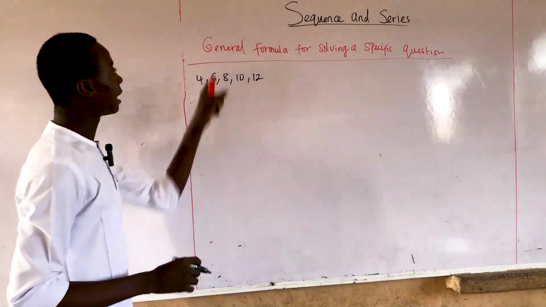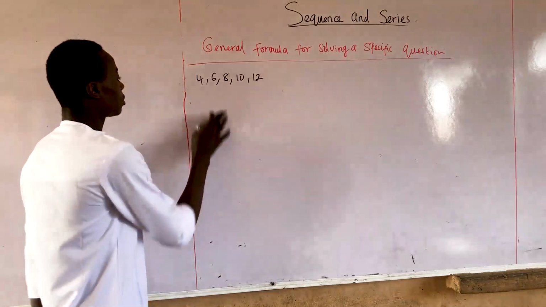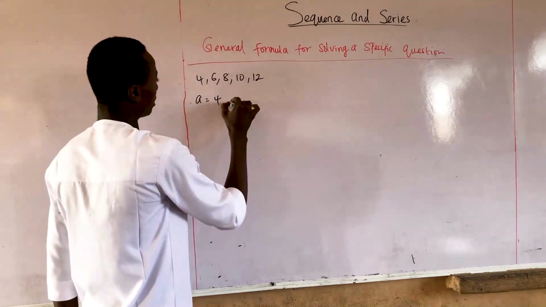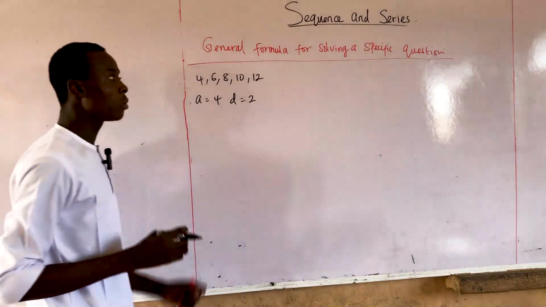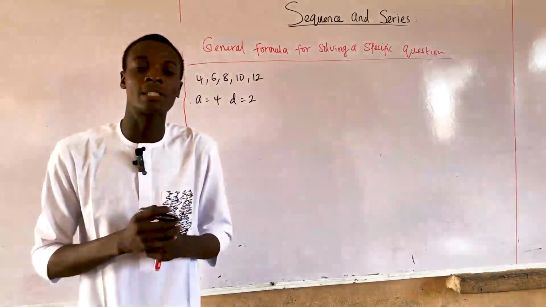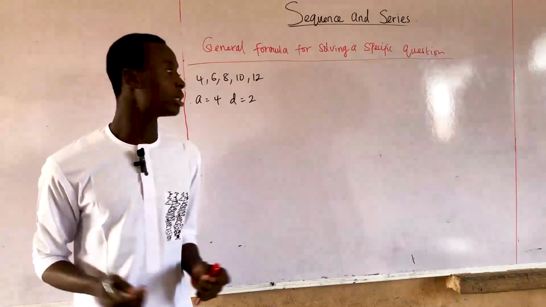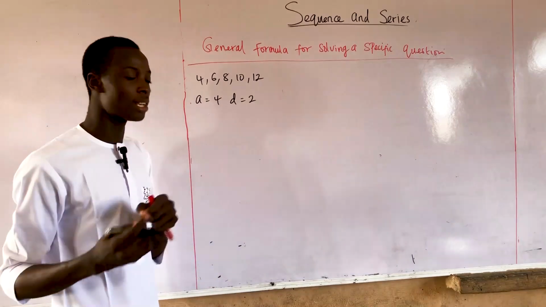I want to find the general formula for solving this question, right? So from here, our A is equal to 4, our D is equal to 2. This is how we get the general formula for solving a specific question. We are going to use our general formula for solving all questions. Then we are going to substitute for A and D, but not N.